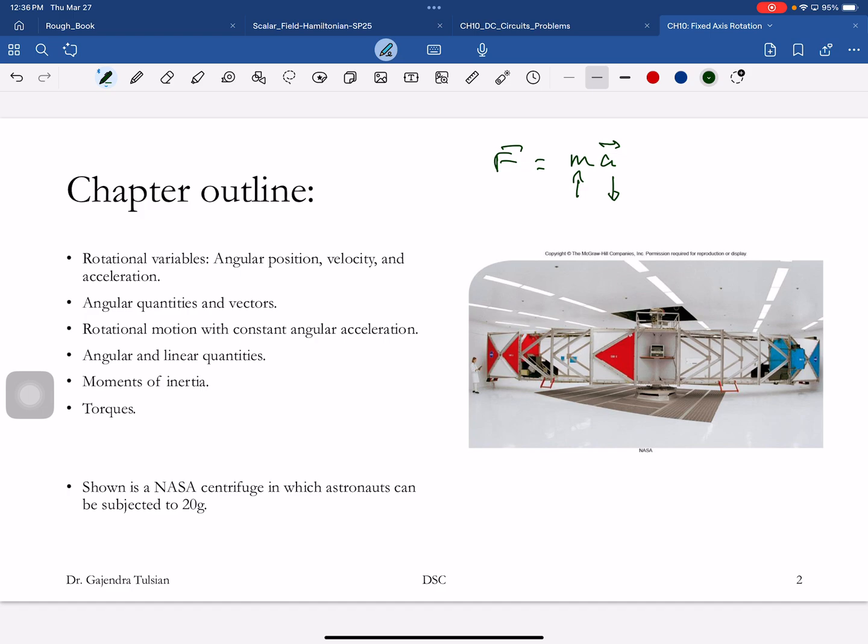Similarly, you'll learn for rotational motion that forces cause linear acceleration, and torques cause angular acceleration. And the thing that resists this angular acceleration is called moment of inertia. Moment of inertia takes the place of mass in rotational motion. Moment of inertia is denoted by I. And the greater the moment of inertia, the smaller the angular acceleration.